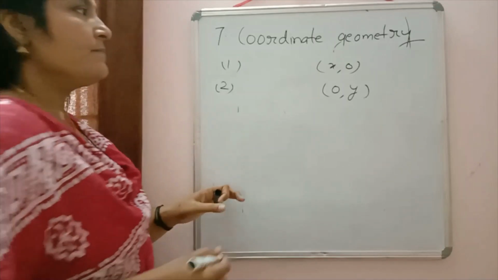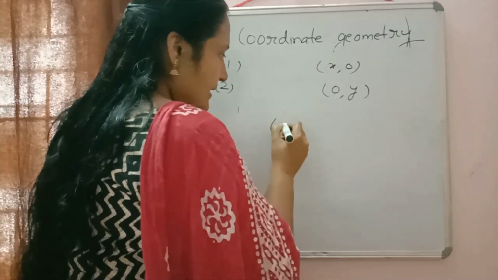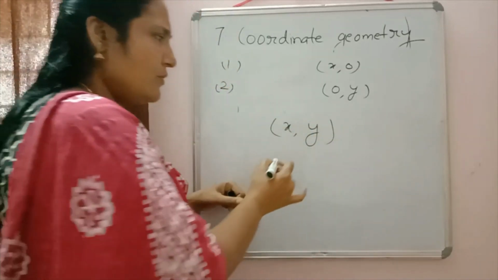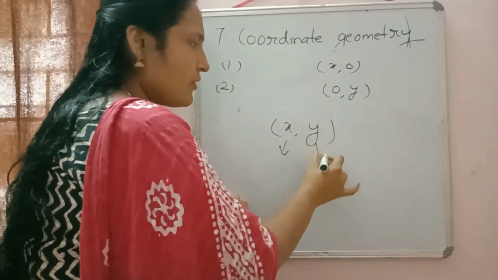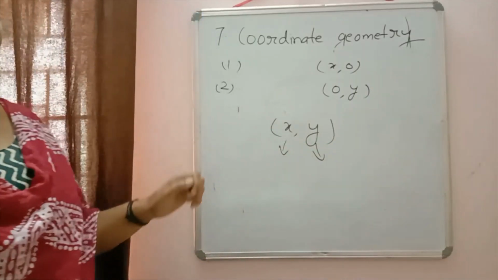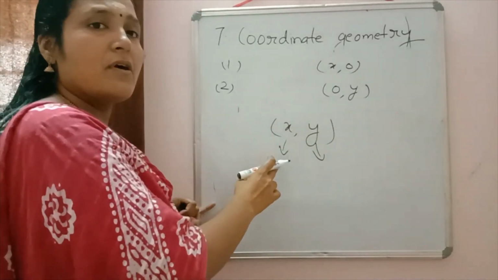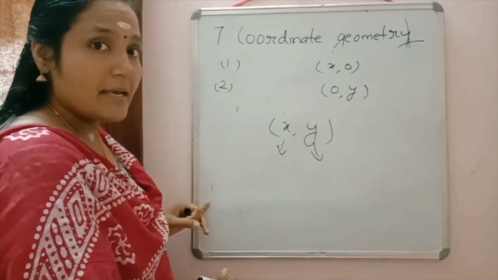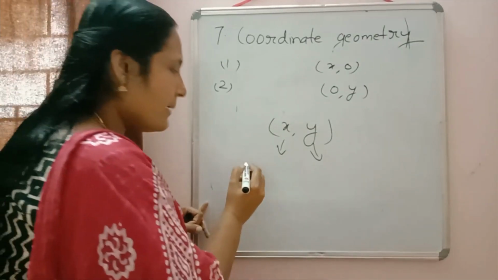Written? Okay. Now, if I am writing in this way, x coordinate and y coordinate, do you remember what is the other name for x coordinate and y coordinate? Instead of saying x coordinate, sometimes we are saying it by another name also. That name is, yes, abscissa.